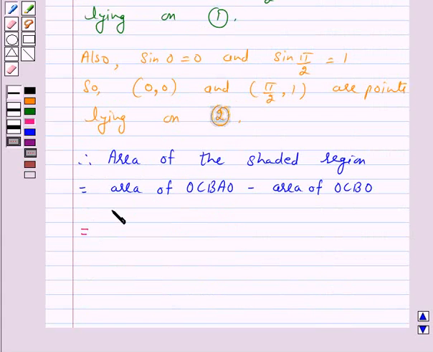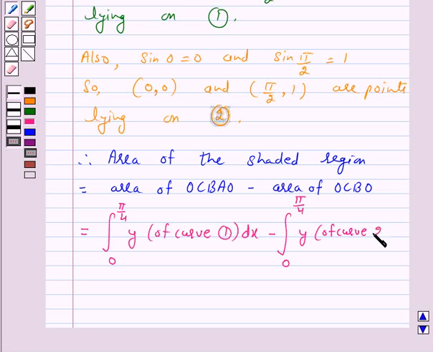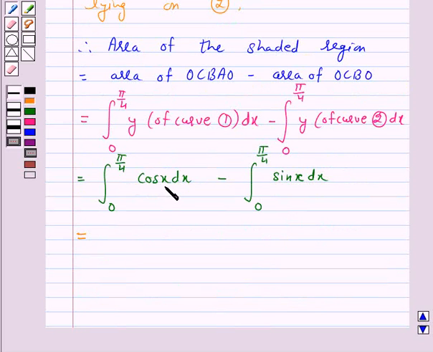And this is equal to integral from 0 to pi by 4 y of curve 1 dx minus integral from 0 to pi by 4 y of curve 2 dx, and this is equal to integral from 0 to pi by 4 cos x dx minus integral from 0 to pi by 4 sin x dx, and this is equal to, now integral of cos x is sin x and the limits are from 0 to pi by 4, minus integral of sin x is minus cos x and the limits are from 0 to pi by 4.